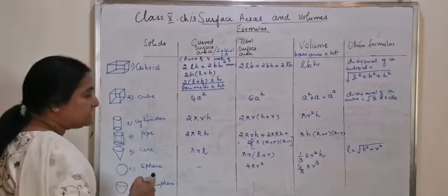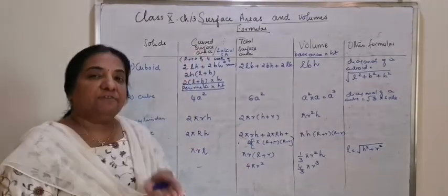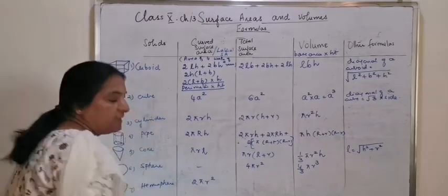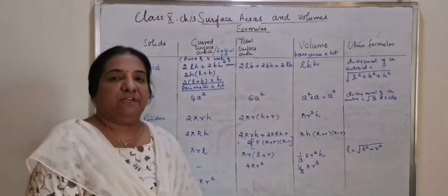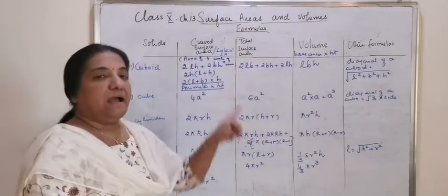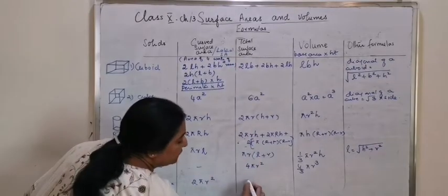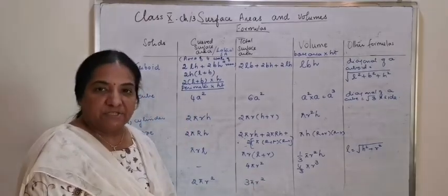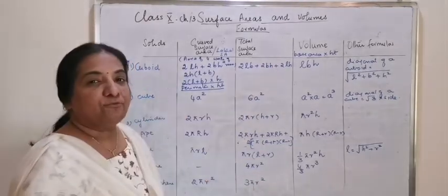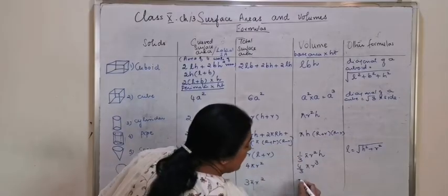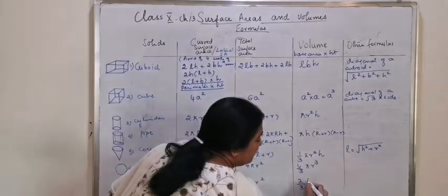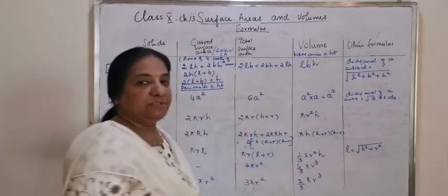A hemisphere will have a curved surface area of 2 pi r squared if it is a hollow hemisphere, and it will have a total surface area of 3 pi r squared if it is a solid hemisphere. The volume of a hemisphere is half of the volume of a sphere, that is 2/3 pi r cubed.